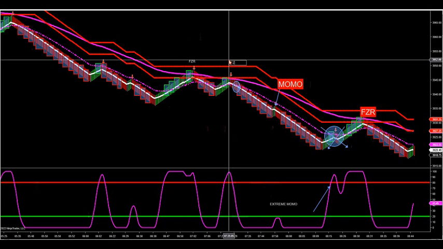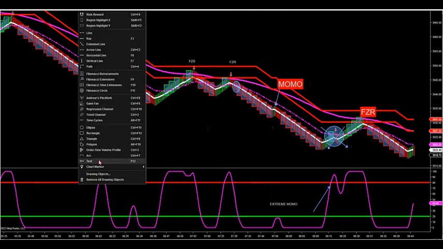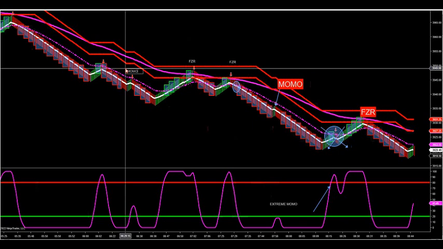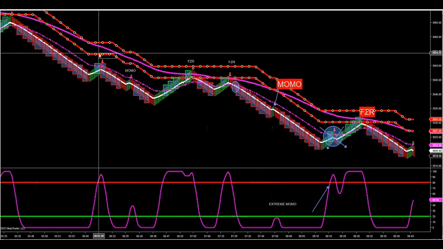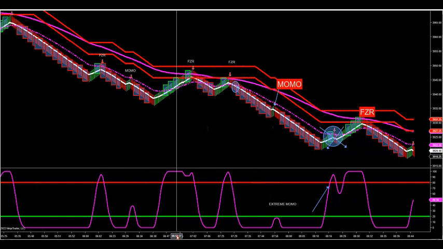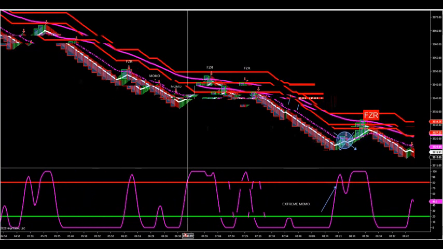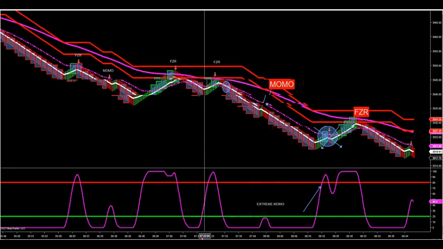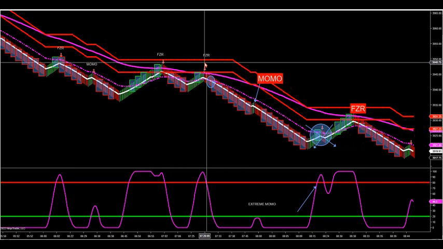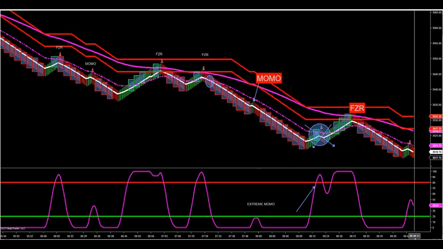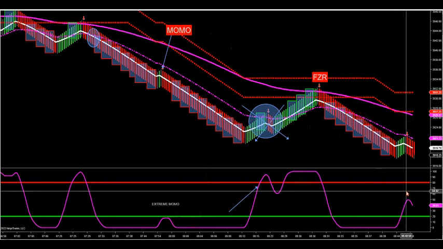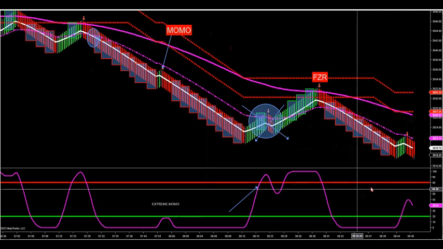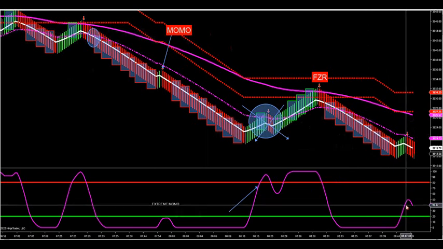It's a MOMO. Oh, that's an FZR too. FZR. It's a MOMO. That's an FZR. So this is strictly a 113.13. Okay, now, what's forming right now, Nick? What trade is this right now? What trade are we looking at right now? MOMO, correct. Yep, because the oscillator is below, correct.